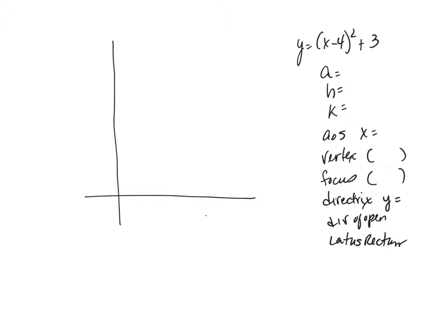Okay, so first we'll find A, H, and K. And A, H, and K are what? A is 1. H is 3. Nope, 4. Oh, 4. All right. And K is 3. Okay?